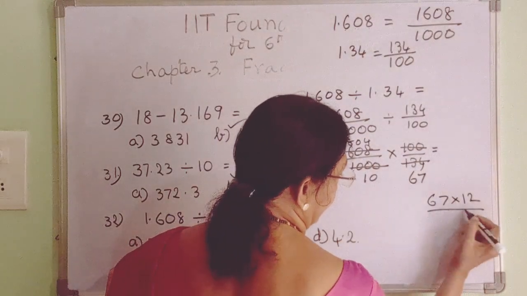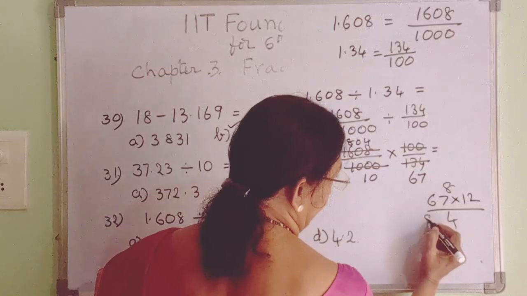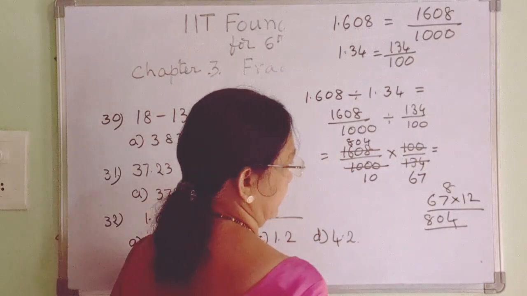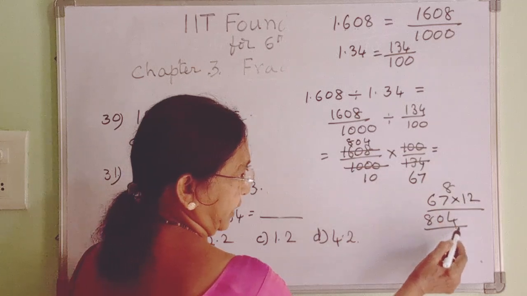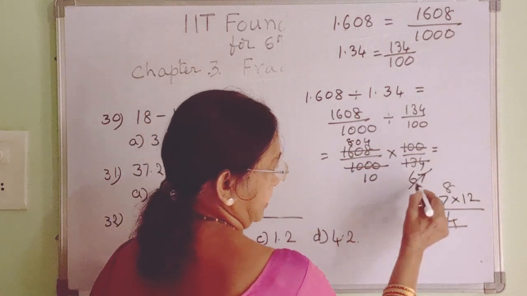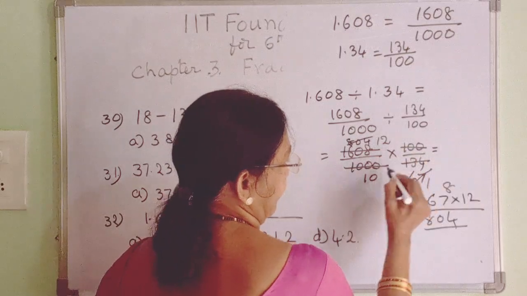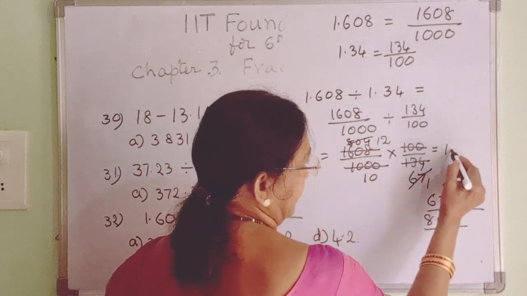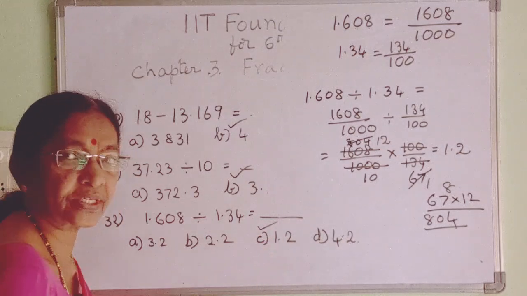12, 12. 67 12 is equal to 804. Therefore 67 ones 67 12s. Therefore 12 by 10 is 1.2. So option C is correct.